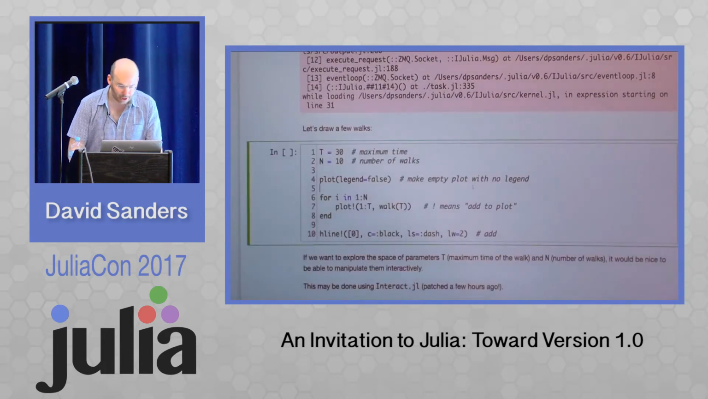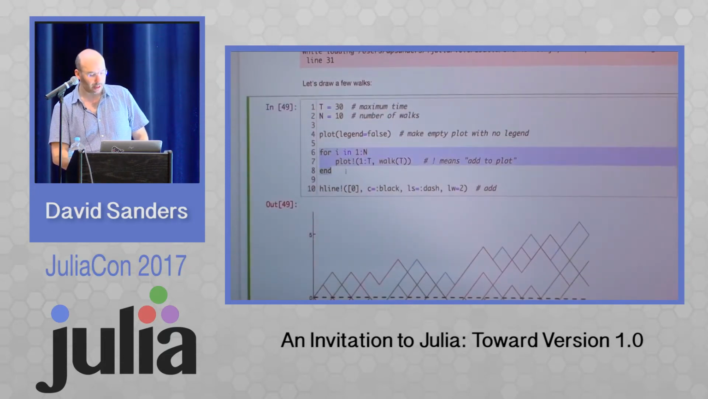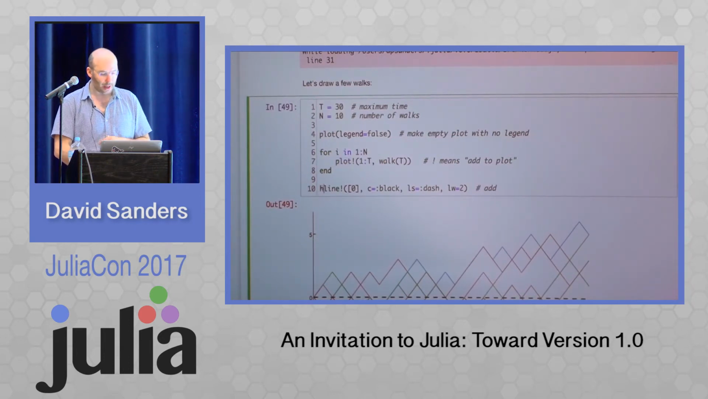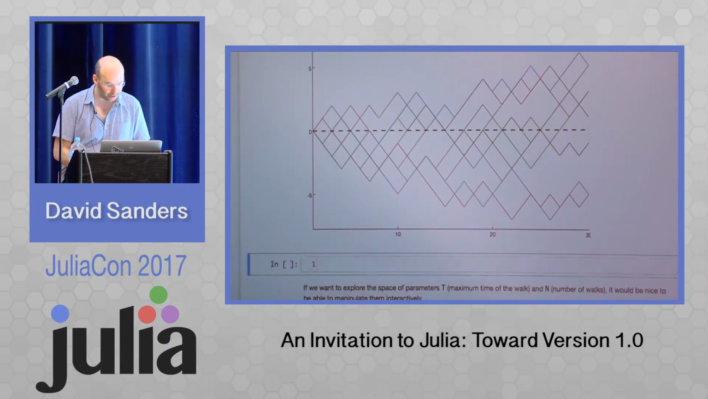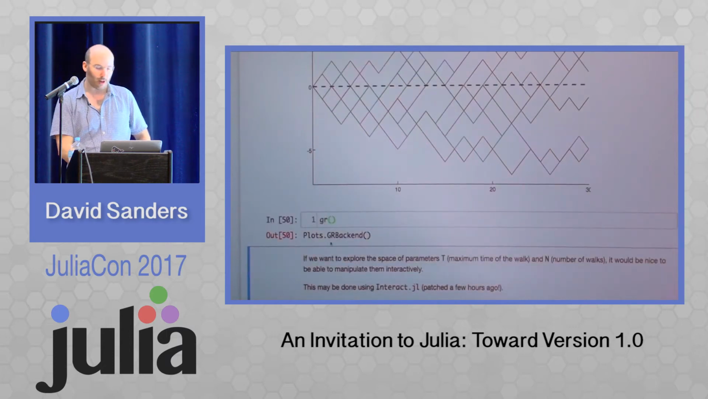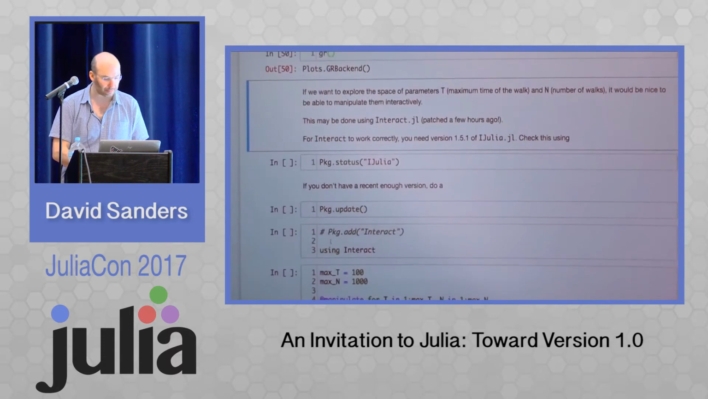Okay, so now let's draw a few walks. So here I'm doing a for loop. So I'm making an empty plot and then adding all of these different things, and then drawing my horizontal line, and I get this nice output. I'm going to switch back to GR because I'm about to draw a lot of lines, and GR is usually the best for drawing a lot of things at the same time.